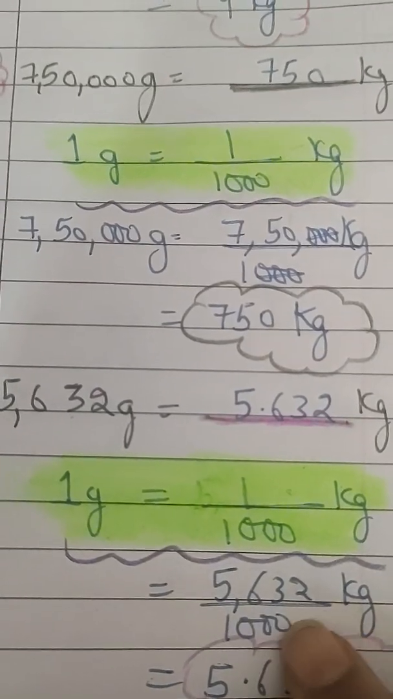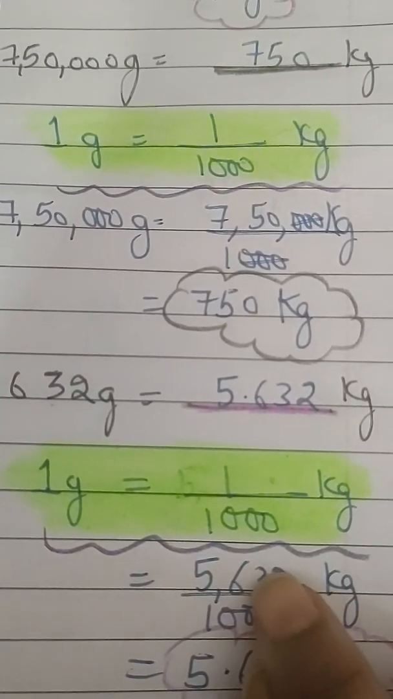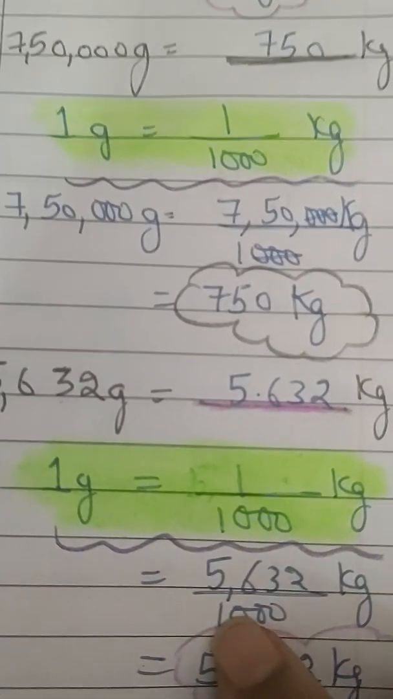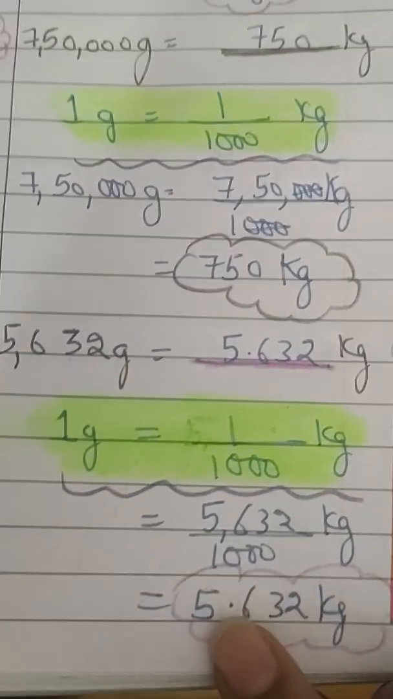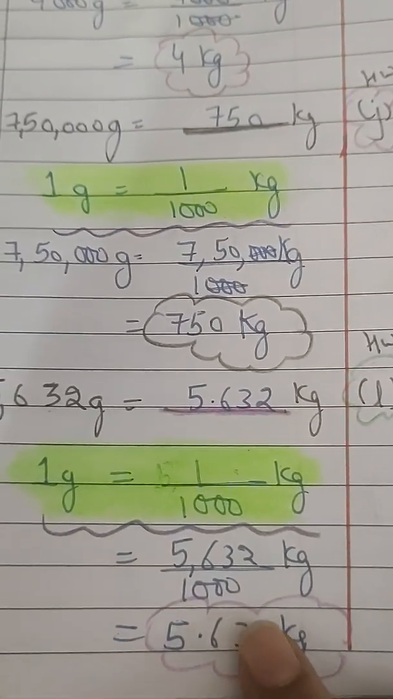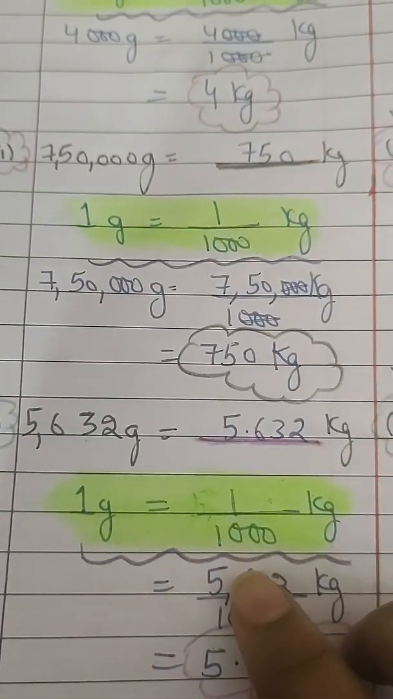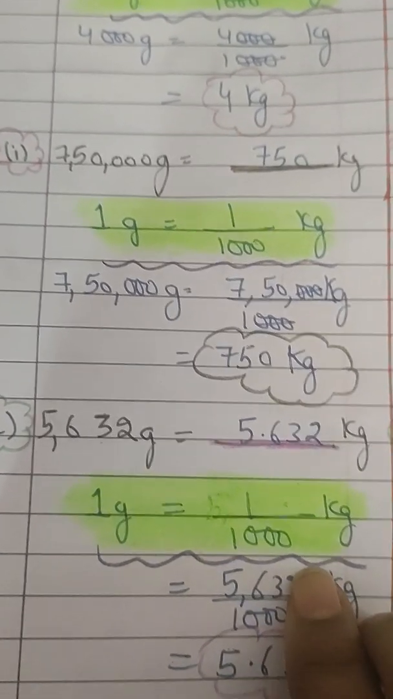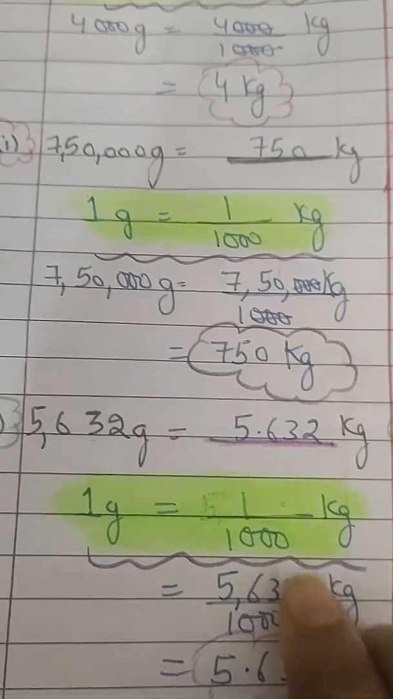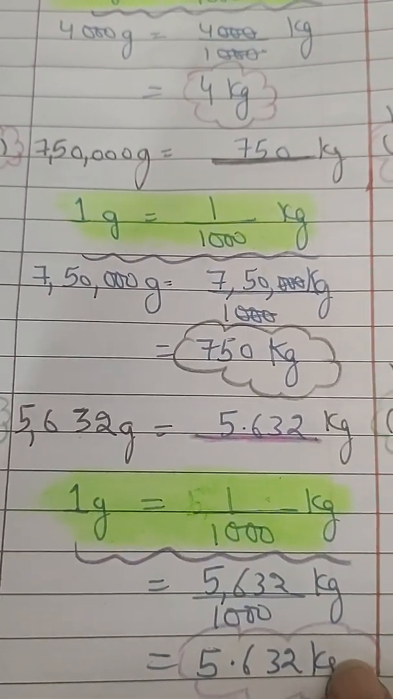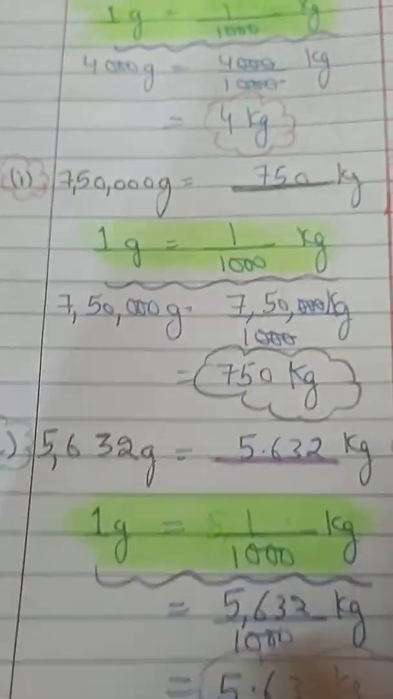So here 0 will take 2. This 0 will take 3. This 0 will take 6. 1 will become point. So it will be 5.632 kg. Because there are 3 zeros here, 3 zeros here, and we do not have any 0 here, so you cannot cut. So this 0 will take these places and 1 will become point. So the answer will be 5.632 kg, like decimals we have done.